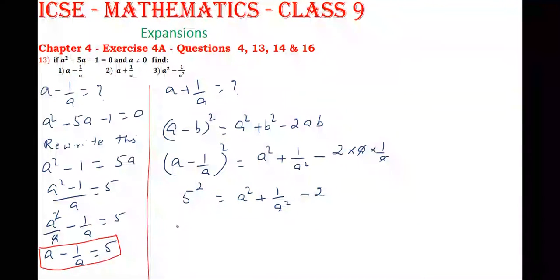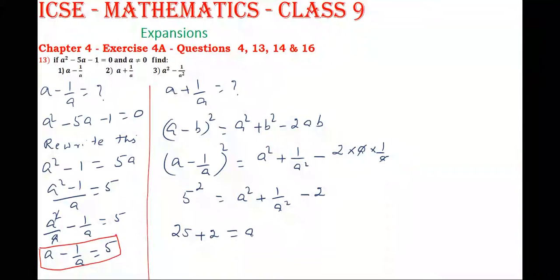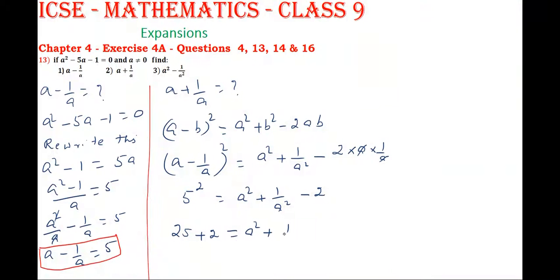So this 2 we can take this side. So 5 square equal to 25. 5 into 5 is 25 plus 2. This minus 2 will come to the left side. So now a square plus 1 by a square equal to 25 plus 2, which is 27. This we can call it as equation 2.